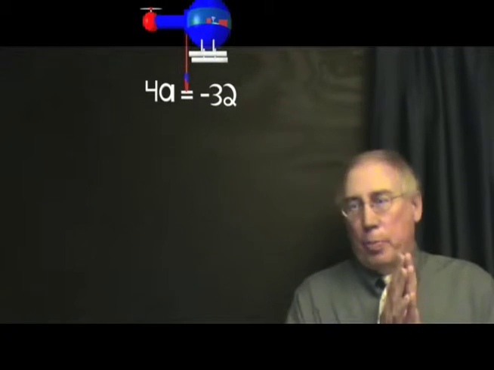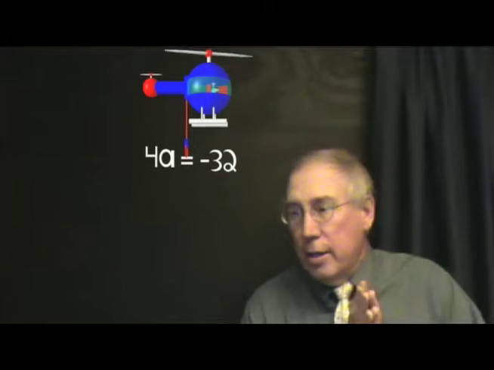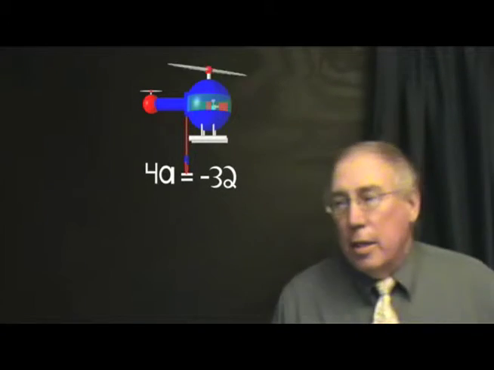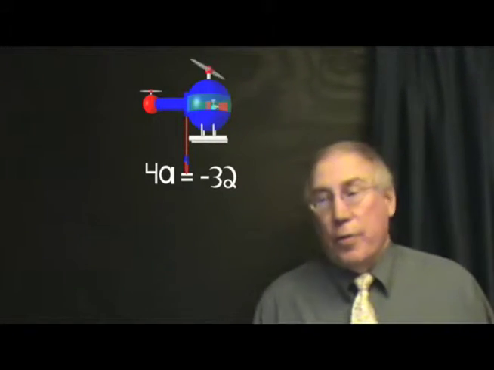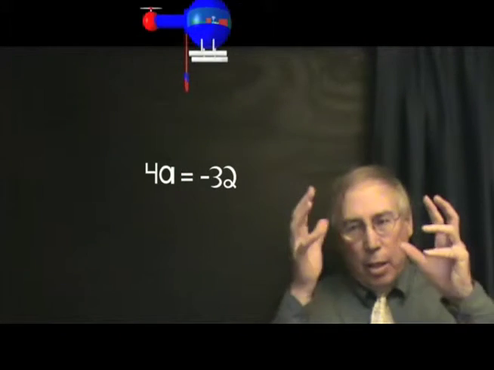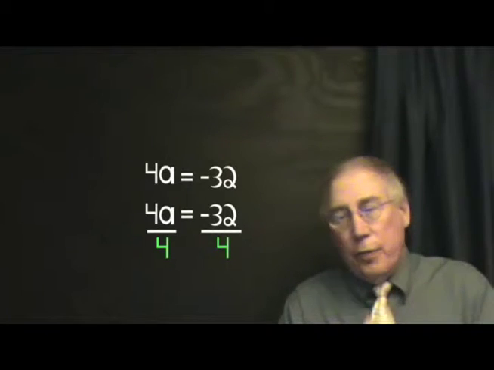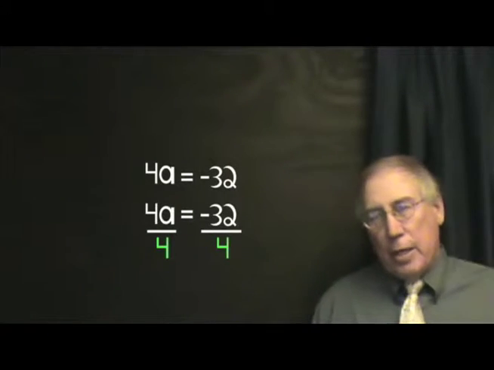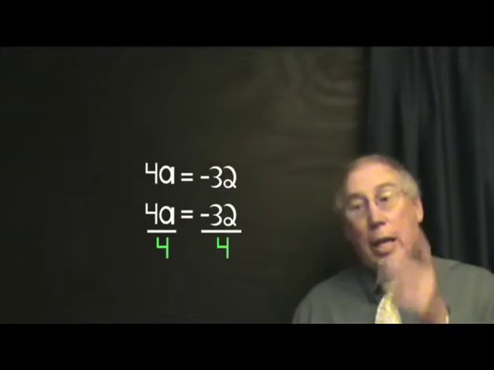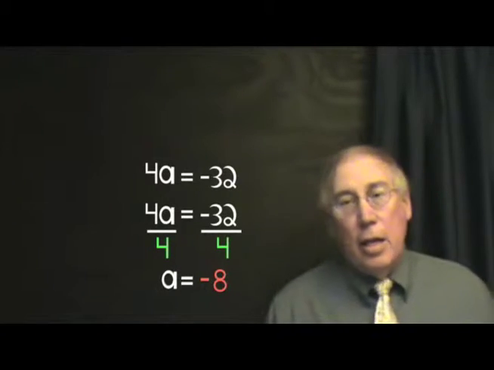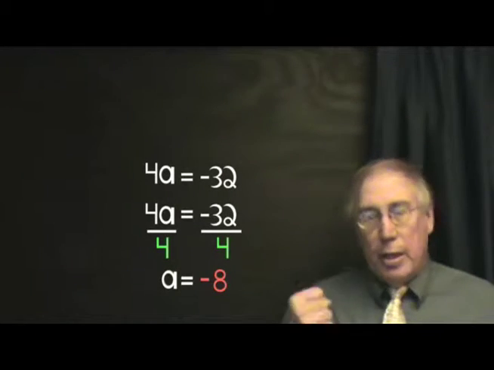Now here's a problem. 4a equals negative 32. Take that coefficient of a, which is 4, and divide it into both sides. So on the left hand side those 4's drop out and we get a, and on the right hand side we have a positive into a negative, so we'll get a negative 8.